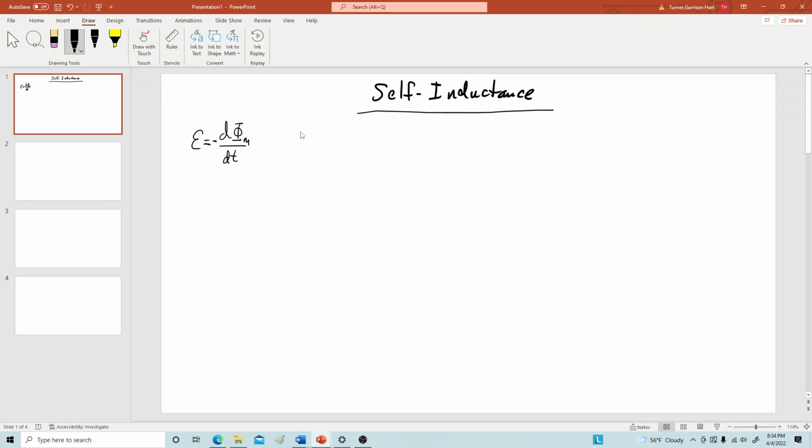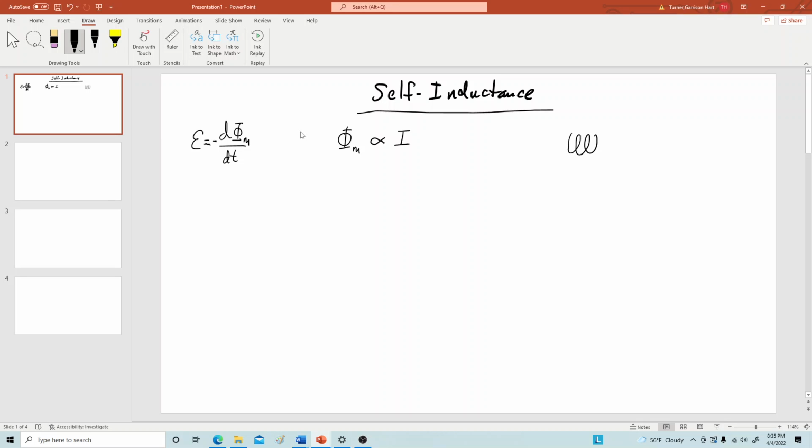But notice first things first that we can also write that the magnetic flux is going to be proportional to the current. And you can justify this by thinking of a solenoid.